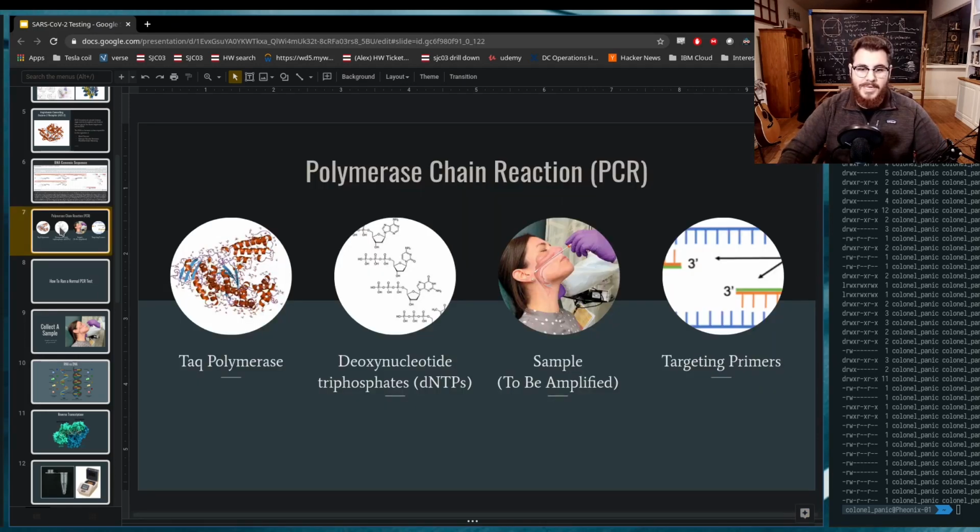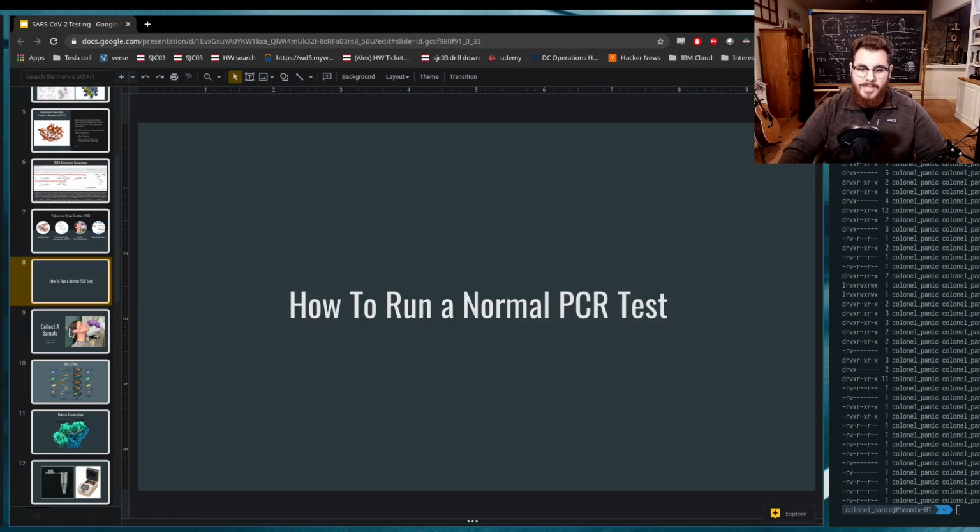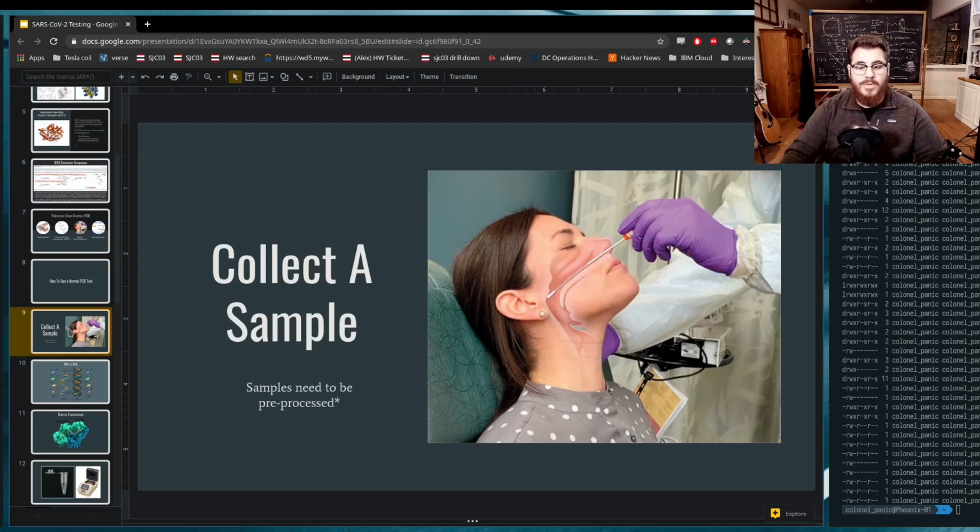But the basic materials necessary for a polymerase chain reaction test is four things. You need an enzyme called the Taq polymerase. You need a surplus of deoxynucleotide triphosphates, also known as dNTPs. You need a sample, which is the thing that's actually going to be amplified. And then you need targeting primers. And we're going to go over what each of these do when we talk about how to run a normal PCR test.